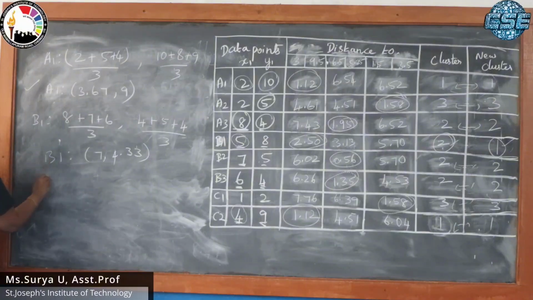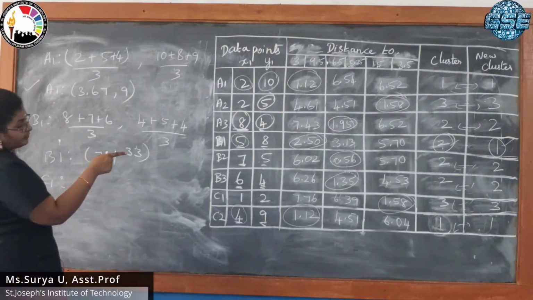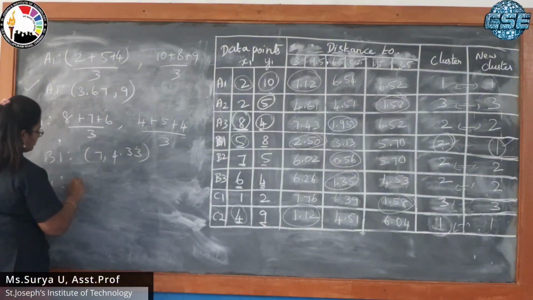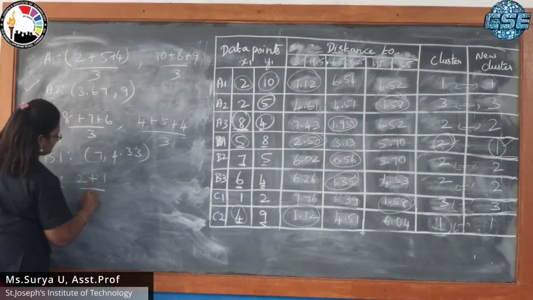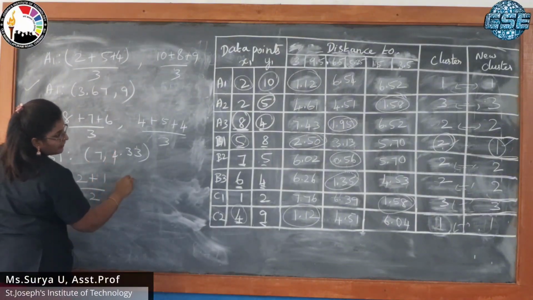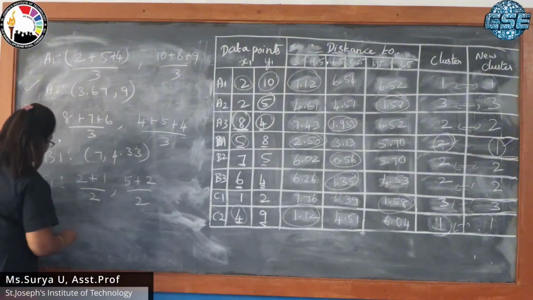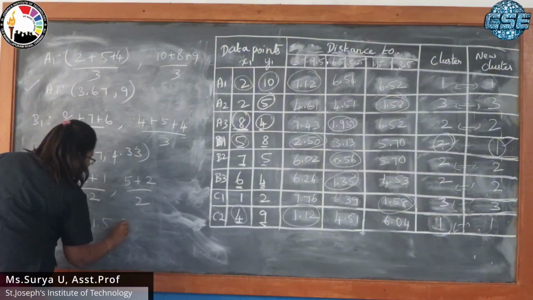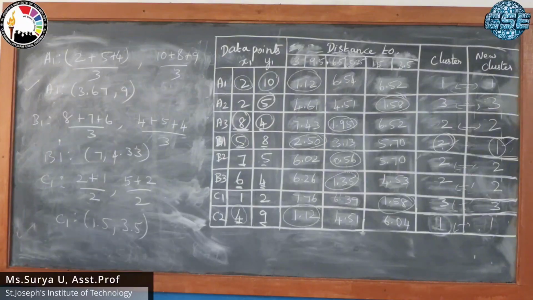The next one, C1. C1 again you have 2, 3 are there. So what you have to take? You have to take the average of those two values. So what will we be getting? 2 plus 1 divided by 2, comma, and what is the y value? 5 plus 2 divided by 2. So the C1 value will be 1.5, comma 3.5. Okay, I have found the new centroids.